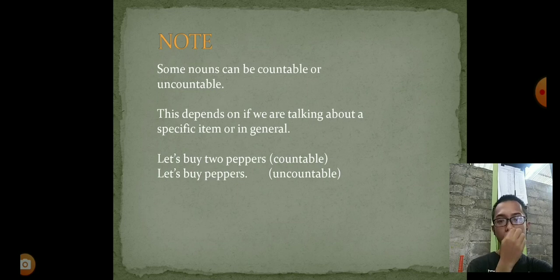So it depends on the sentences. If there are any words related to number like 2, 3 peppers, 5 peppers, it's countable. But if there is no number, like let's buy peppers, that's uncountable, because it's ambiguous, it's not detailed how many peppers are in the sentence. Let's buy peppers, which means it's uncountable.